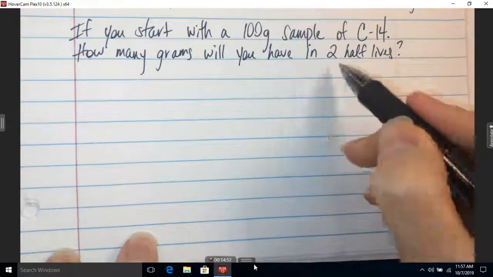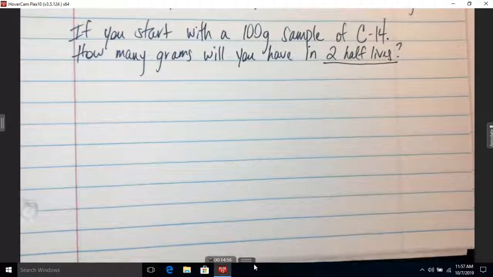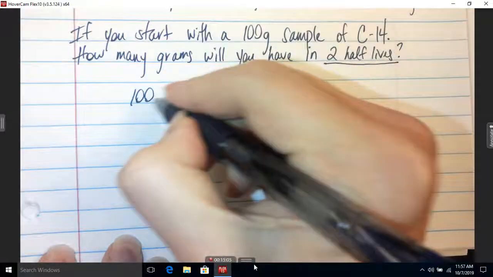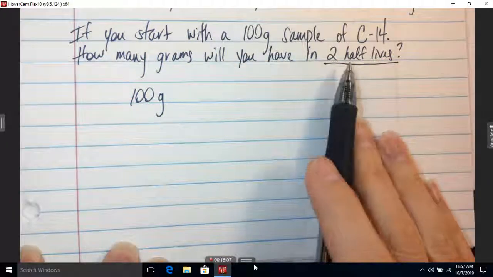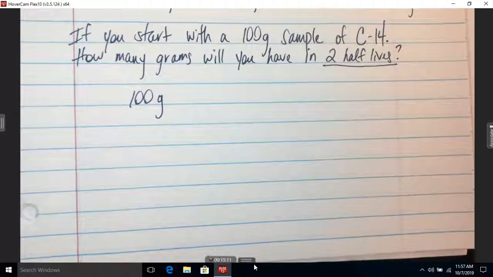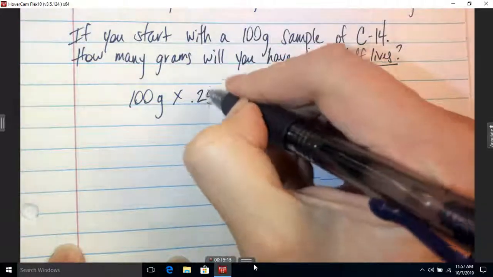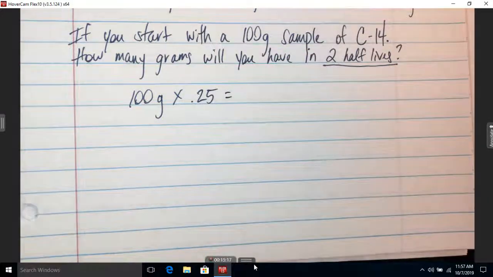Well, yeah, you've got to know what 2 half-lives is. Okay? So what's my sample? It's carbon 14. How many grams do I have? Okay, I have 100 grams and 2 half-lives. What's that equal to? 25%. So if I multiply that by 0.25, I'm going to get my answer.